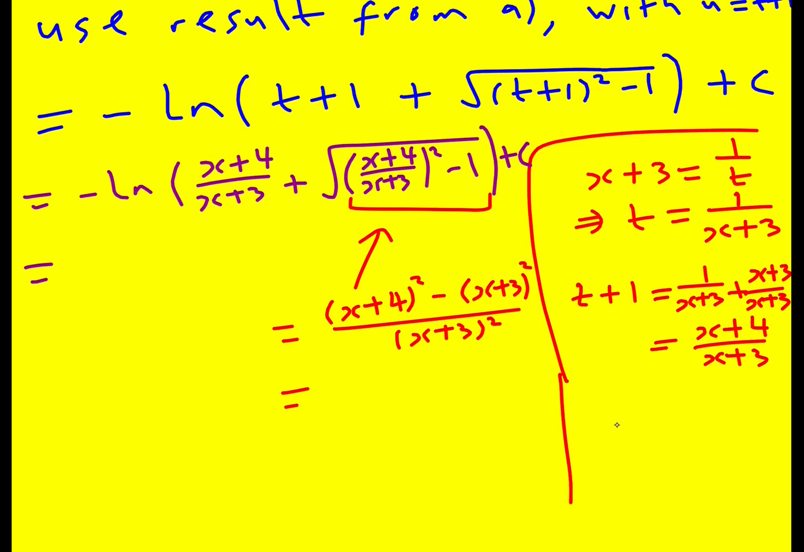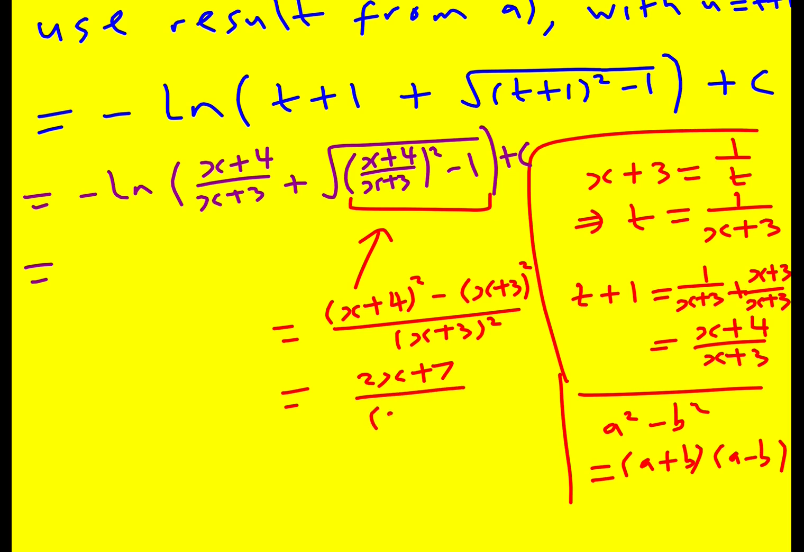Now, this is a difference of two squares. So if you have a squared minus b squared, then it's a plus b times a minus b. So it's the same idea here, and I can add these two together to give me 2x plus 7, and I can times it by these two subtracted, which is just 1, and I get 2x plus 7 as my answer. And I still need to divide by x plus 3 all squared.